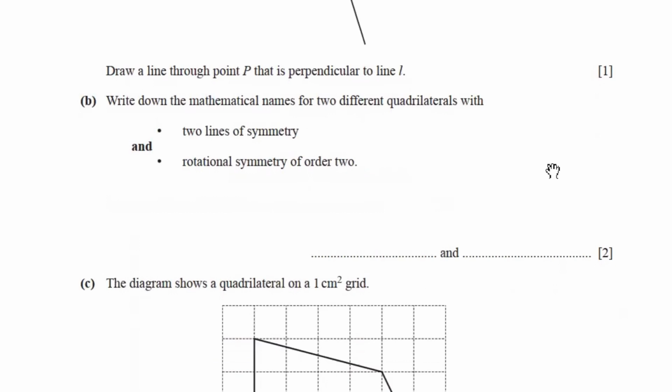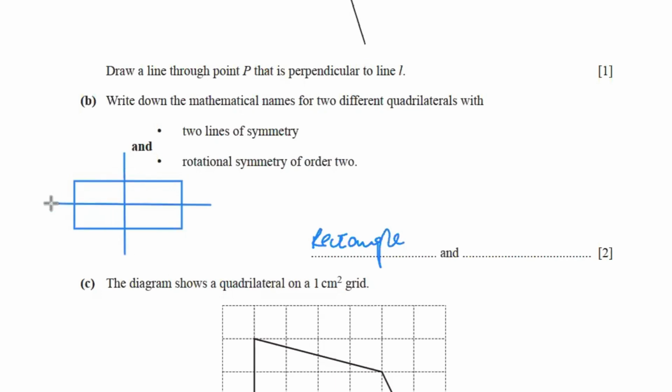Then write down the mathematical names for two different quadrilaterals with two lines of symmetry and rotational symmetry of order 2. So one of these shapes is a rectangle, because a rectangle has two lines of symmetry and a rotational order of symmetry 2. So this is your first line of symmetry, this is your other line of symmetry. And the other shape that falls in this category is a rhombus.